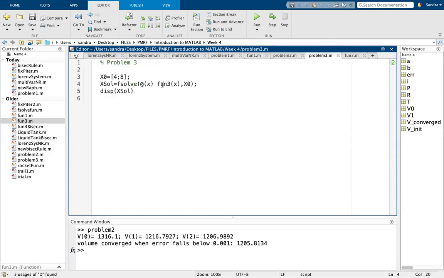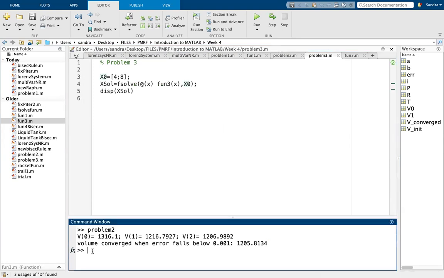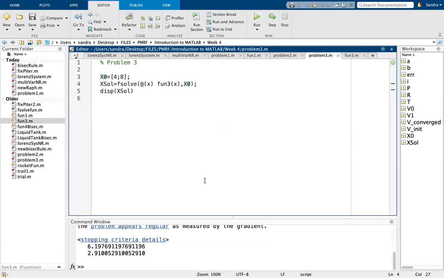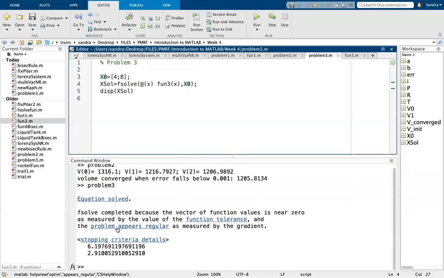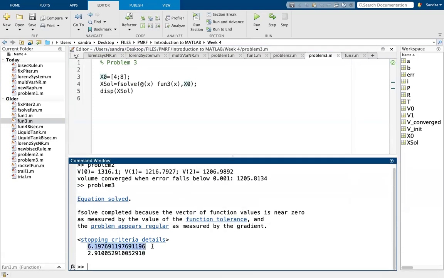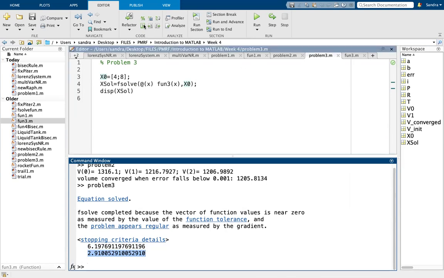So straight away I give the function here and the initial guess here. Let me run the code. I'll be getting equation solved, and the answer for the first variable x is 6.197 and the second variable is 2.910. Any doubts in this question? If you don't have any doubts, let's move on to the next question then.